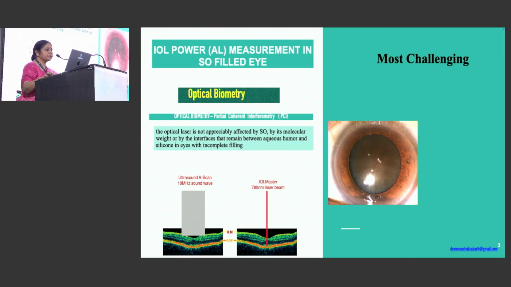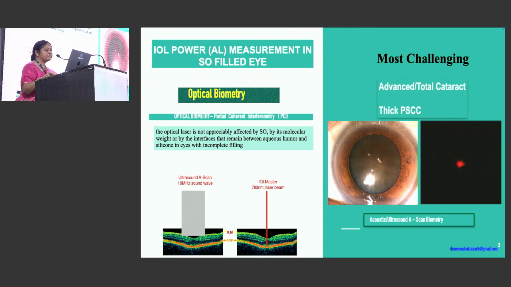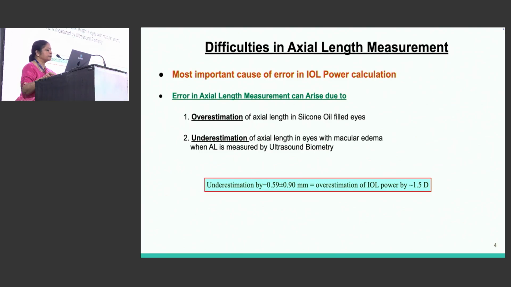If you're not able to do that, then it is best to do the IOL power calculation using the optical biometer. But in certain situations, when you have a very dense cataract, or if you have a thick posterior subcapsular cataract, optical biometry may not be possible in these compromised eyes. And you have to resort to using an ultrasound biometer.